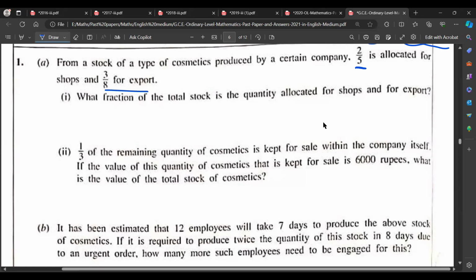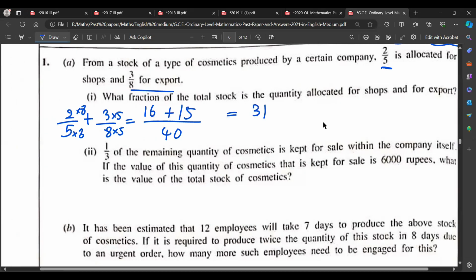So here 2 out of 5 and another 3 out of 8 for the export. Altogether, what is the common denominator? It should be 40, no? Yes, 40. This one by 8 gives 16, plus the other one multiplied by 5 gives 15. Since you are asking for both, you have to add them together. Now 31, no? Yes, 31 out of 40.